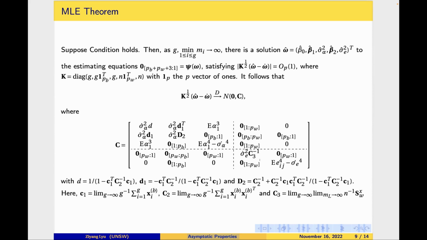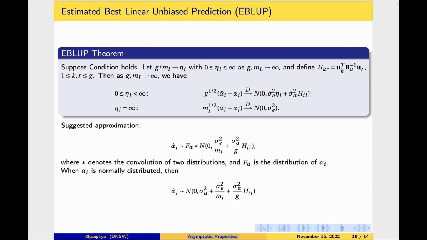And when we get this maximum likelihood asymptotic theorem, we can then get the asymptotic distributions for the E-BLUP. The same way, we send the previous conditions, and let G over Mi be a ratio of eta i. That means the number of clusters over each cluster size has a rate of eta i, and eta i can be between 0 and infinity when G and Mi go to infinity. So we define these expressions, and then we have two situations.